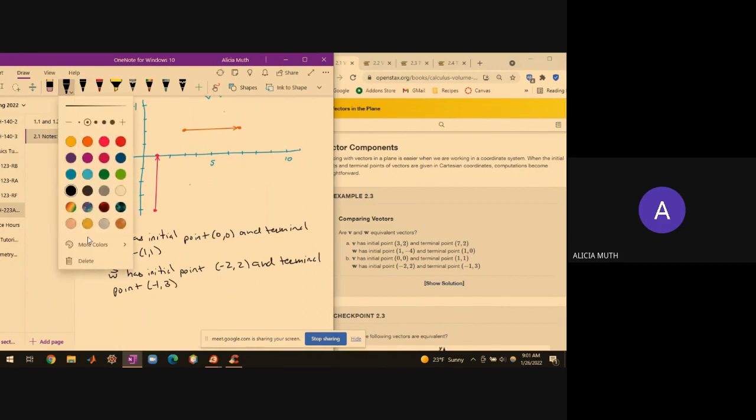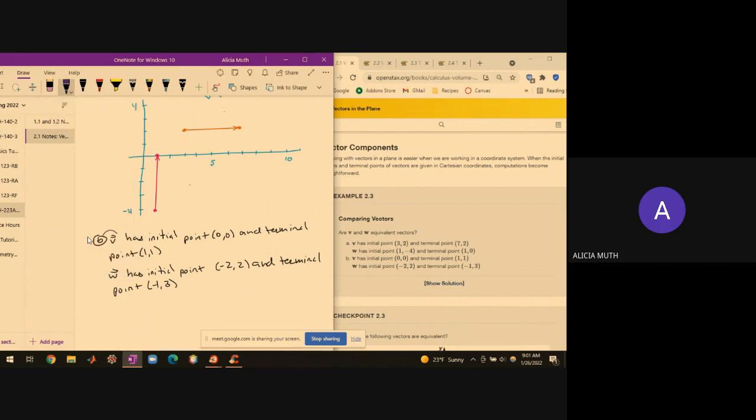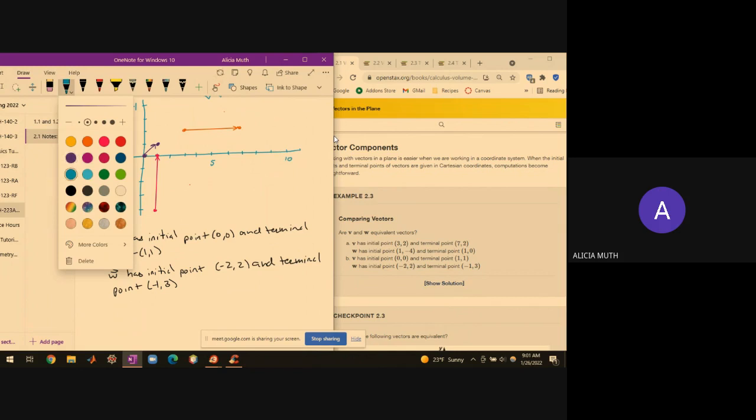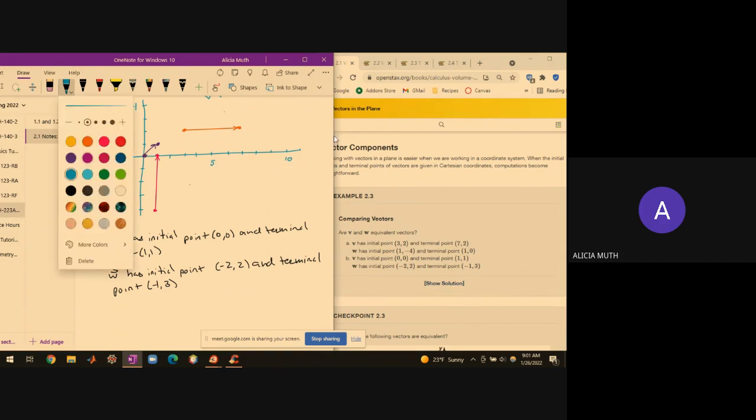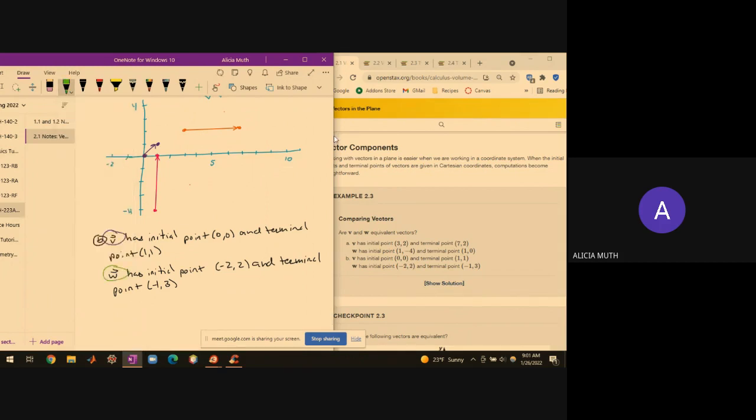I'll sketch this in purple. So we're starting at 0, and we're going up to 1, 1. So that's not too bad. All right, we're going up 1 over 1. That's fine. And then W, whoops, we're actually starting at -2. So I'm going to go ahead and work in these negative values on my x-axis. All right, so W I'll do in green. It has initial point -2, 2, and terminal point -1, 3.